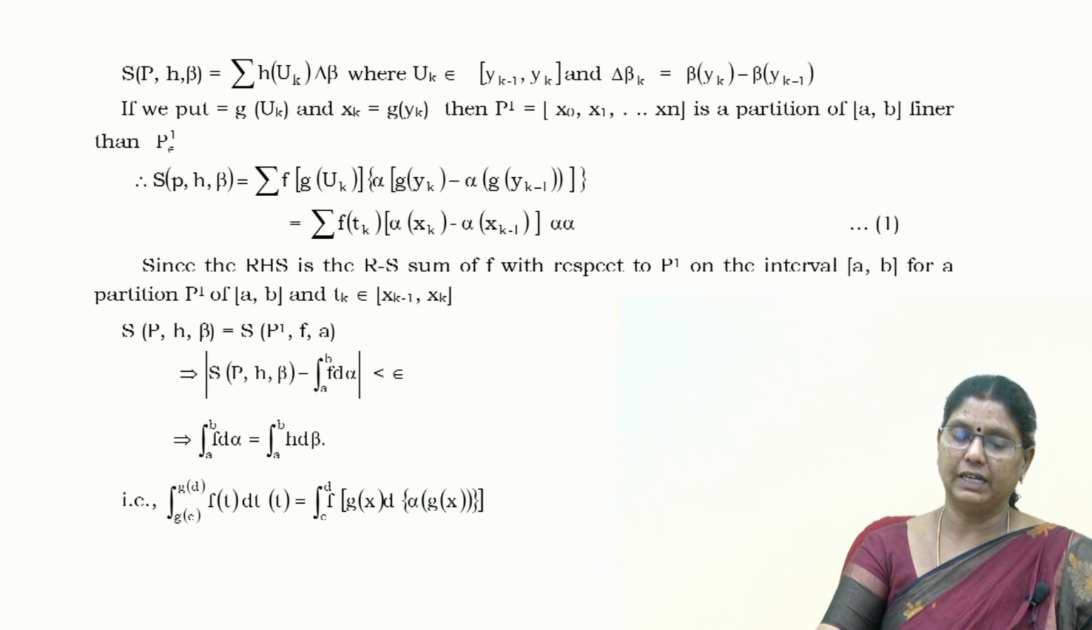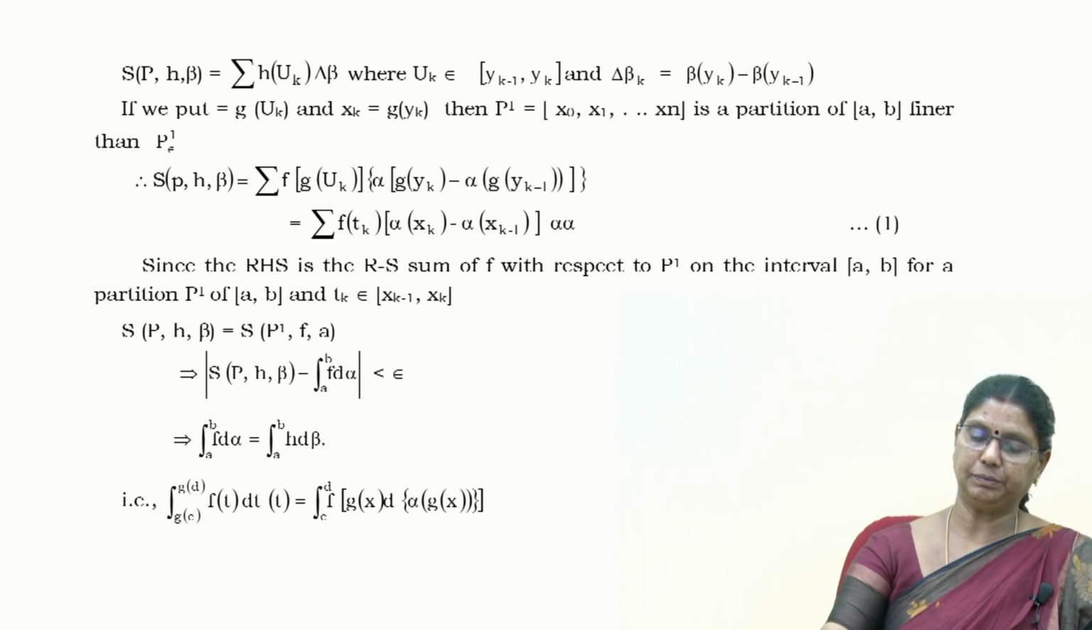Therefore, we can express this as: modulus of S(P, h, beta) minus integral a to b f d alpha is less than epsilon, that is, integral a to b f d alpha equals integral c to d h d beta, where a equals g of c and b equals g of d. So, we use it to write integral g of c to g of d of f of t d alpha of t as integral c to d of f of g of x d of alpha of g of x.